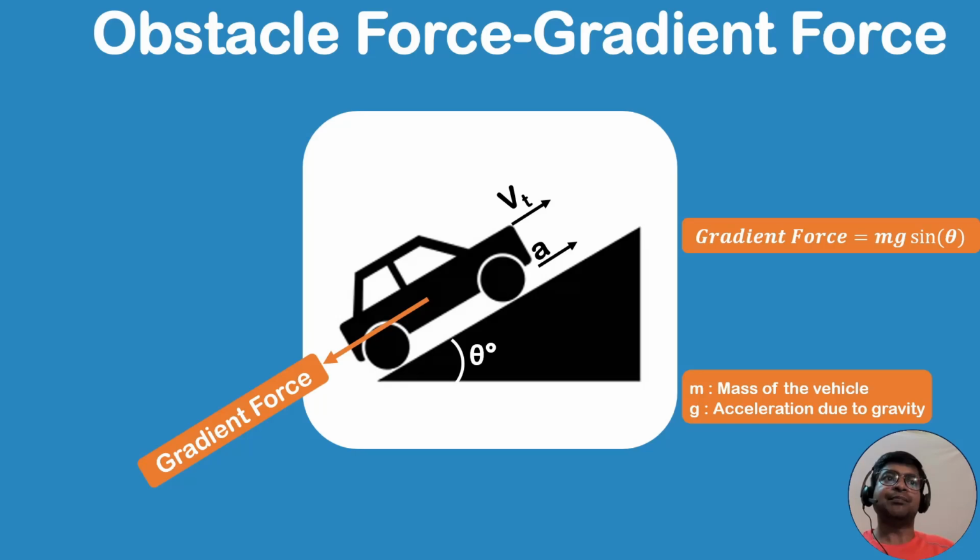And it happens because a component of the weight of the vehicle acts towards the back of the car, and the amount of gradient force will be calculated using this formula, which is mg sin theta, where m is the mass of the vehicle, g is the acceleration due to gravity, and theta is nothing but the gradient of the road. So this is all about the gradient force.